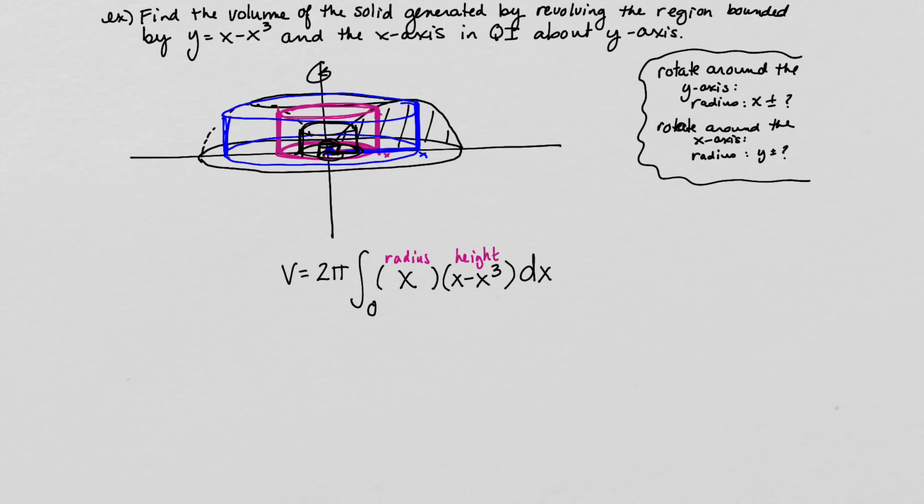But we're looking for where that function, so where is x minus x cubed actually equal to 0? So that's going to happen when x times 1 minus x squared equals 0. So either x is going to equal 0, or 1 minus x squared equals 0, or 1 equals x squared, or x is equal to plus or minus 1. So remember, we're only dealing with the part in the first quadrant, so that means this point here has to be 1. So we're integrating from 0 to 1.